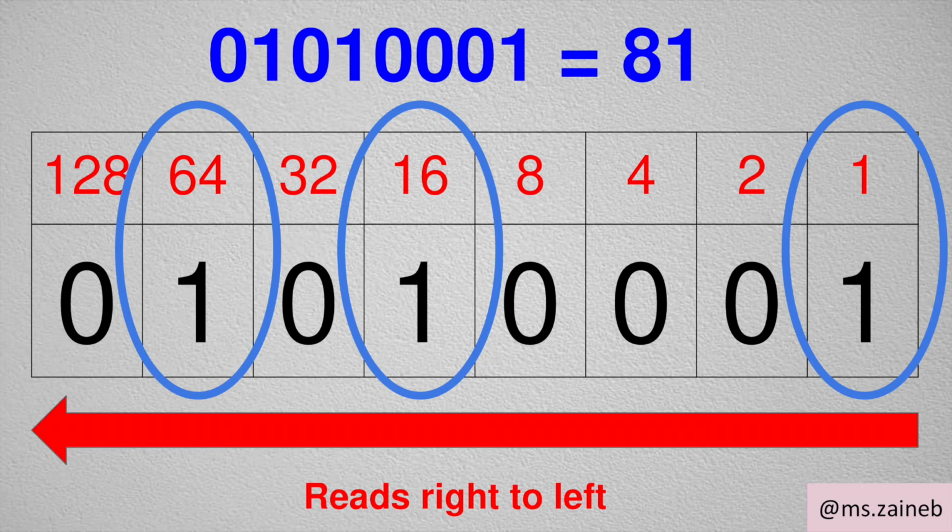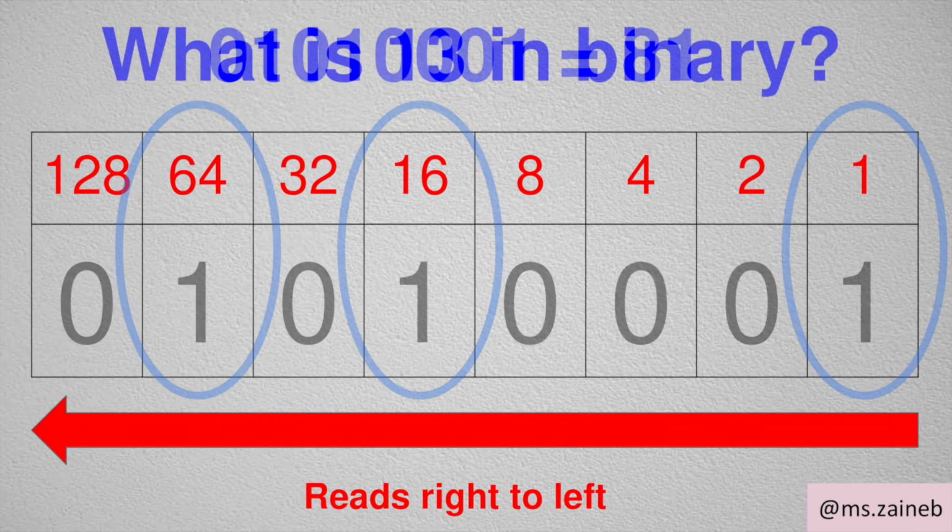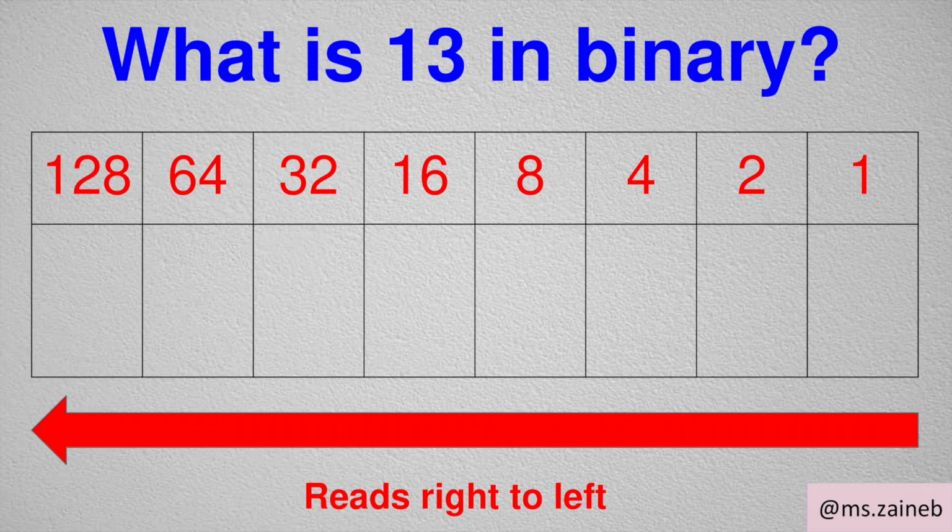Okay, so now we know how to convert binary into denary or normal numbers, but how can we do it the other way around? So we now need to focus on converting denary into binary. So this is again really simple. So first of all, let's start off with a small number, 13. So what is 13 in binary?